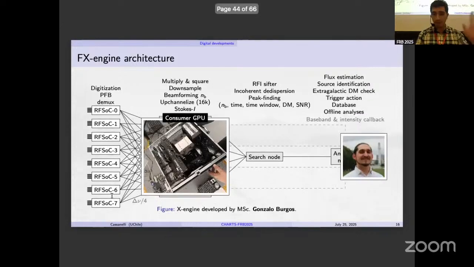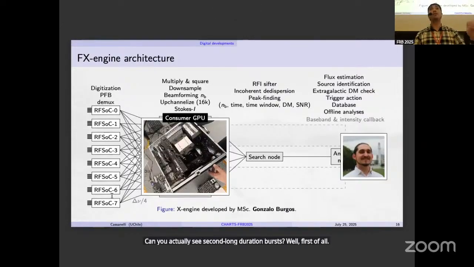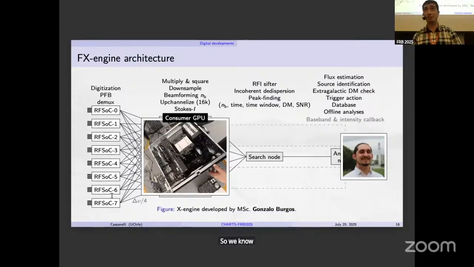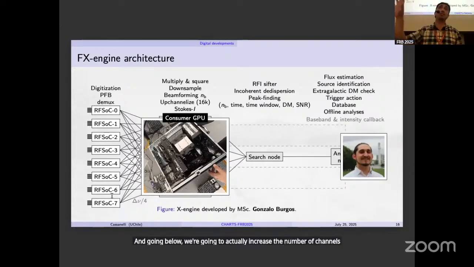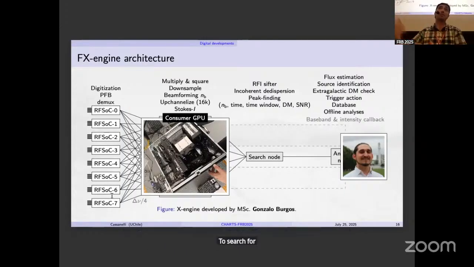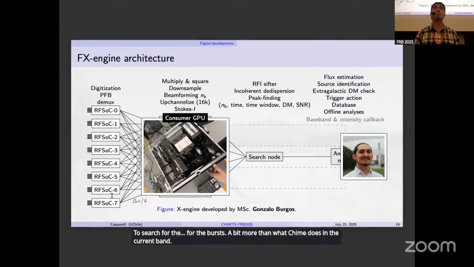Well, first of all, we're operating between 400 and 500 megahertz. We know that CHIME has detected thousands of them, right? And going below, we're going to increase the number of channels when we search. We're going to increase the channelization incoherently to search for the bursts, a bit more than what CHIME does in the current band. Okay, I think we can talk later.